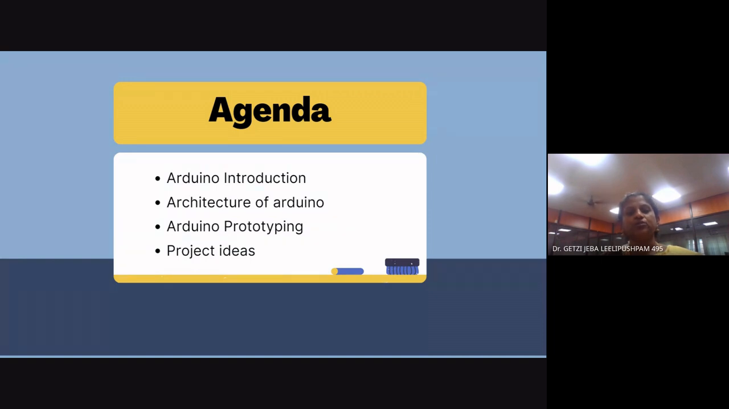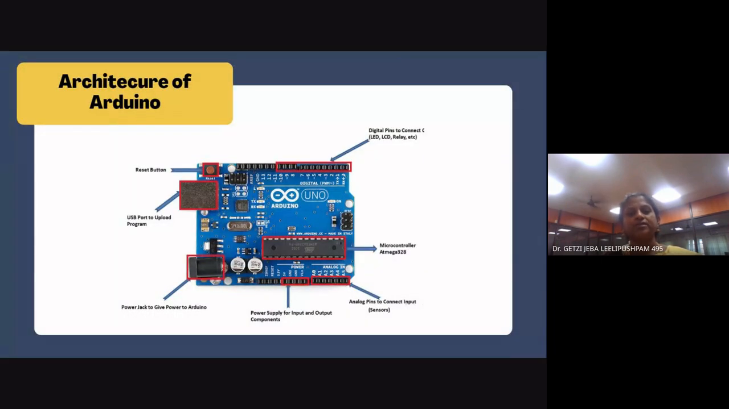To start with, you might have already seen this board in your laboratory sessions. The Arduino has a few digital pins, which are used for programming. You can connect your sensors, your motors, your relays here, and you have a reset button. Then you have your USB port for connecting to a computer to upload the program. And here is the microcontroller. The microcontroller used in Arduino is the ATmega328 microcontroller.